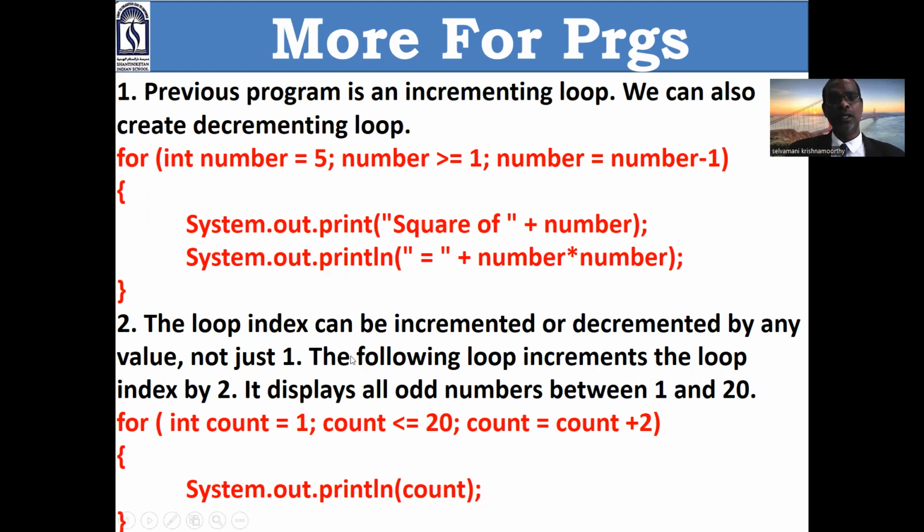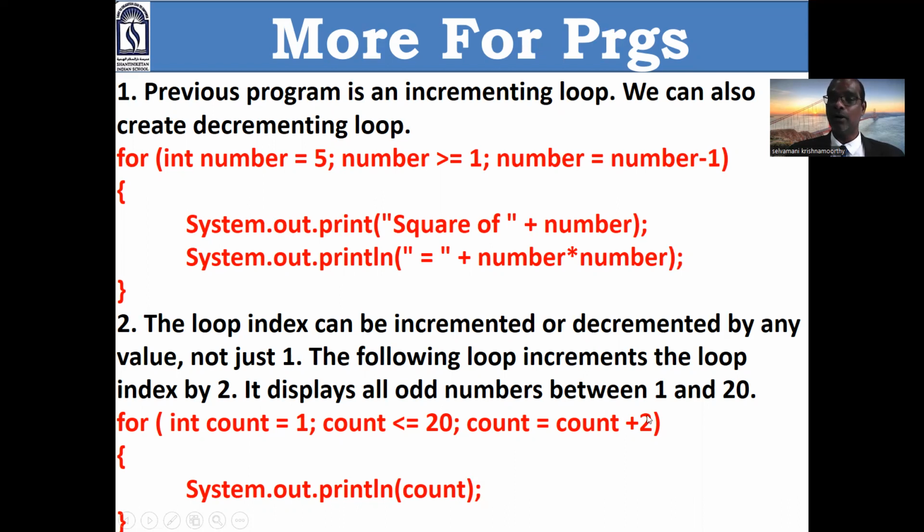Next one. The loop index can be incremented or decremented by any value, not just one. So far we have always used either plus plus number or minus minus number. Instead of incrementing and decrementing by 1, the loop index can be incremented or decremented by any value. See this program. The following loop increments the loop index by 2. The program displays all odd numbers between 1 and 10.